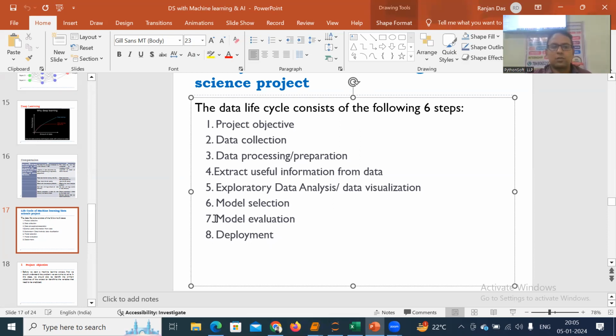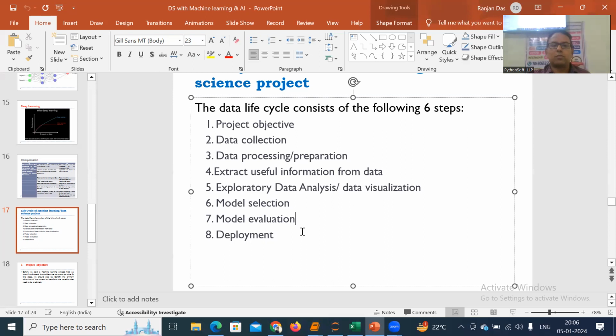There is a model selection. That means now it's ready, you have to use those data and train the model or machine by using some machine learning techniques or deep learning techniques. Because if a machine or a model learns, then it can take decisions.